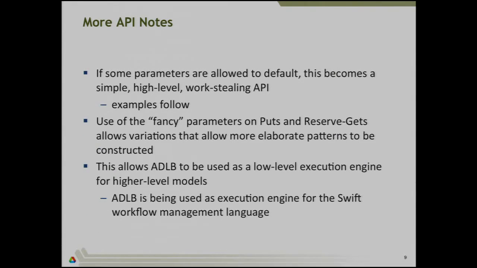So if you default most of the parameters, which you can do, this is just a very simple high-level work stealing API. There's a queue of work that the programmer doesn't manage. ADLB manages this queue. The programmer just puts things in the queue and gets them out. But we can use this to implement a number of elaborate patterns, and that's where this has turned out to be more useful than we originally thought.